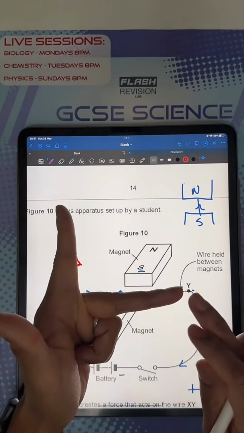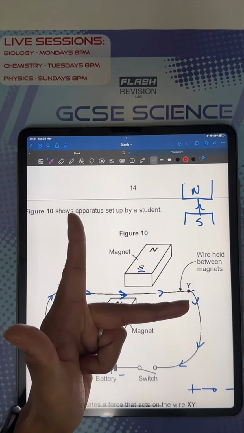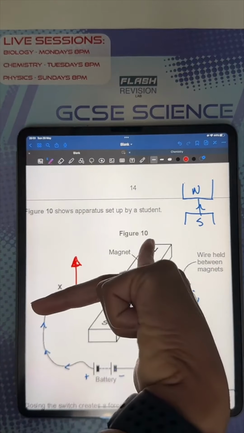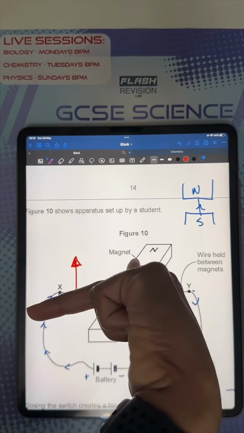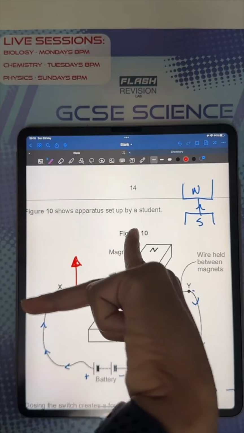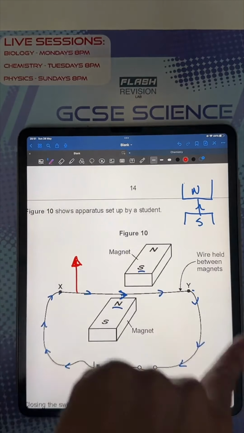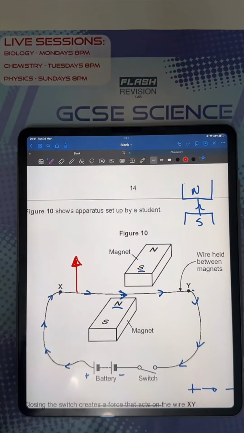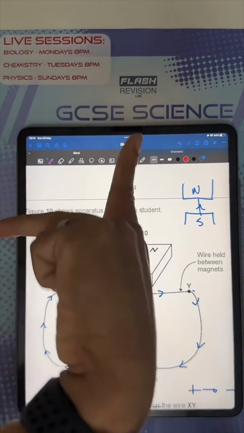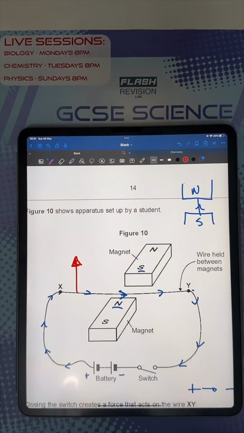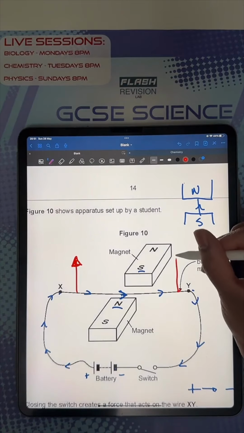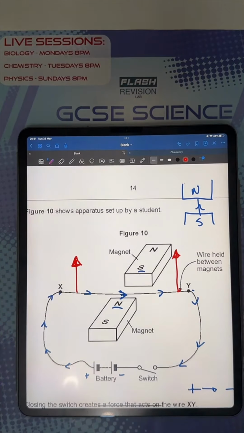If the current was going the other way, imagine the current was going the other way. You're basically doing this with your hand, because current is going to be moving to the left and your thumb's going to be pointing downwards when you do that. It's hard for me to show you with the camera. But if you do it, it's going to be the opposite way and the force will be going downwards. So the answer is the Y is moving upwards.